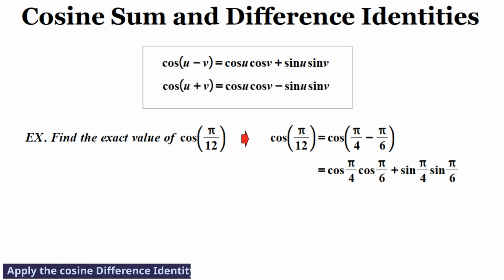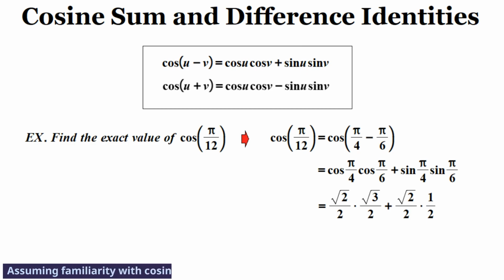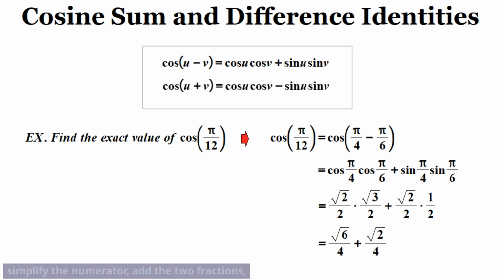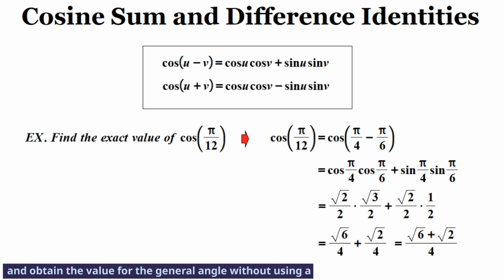Apply the cosine difference identity. Assuming familiarity with cosine and sine values for special angles, simplify the numerator, add the two fractions, and obtain the value for the general angle without using a calculator.